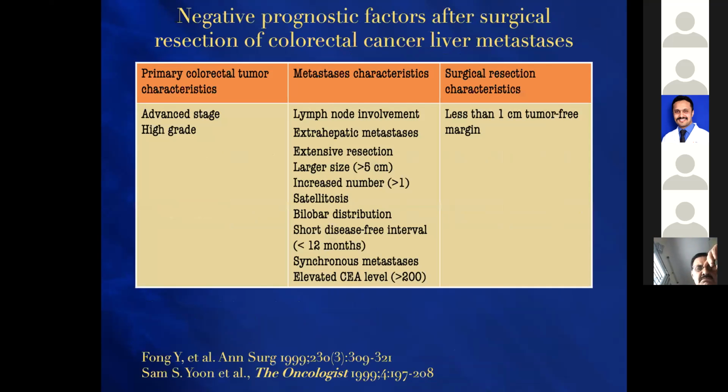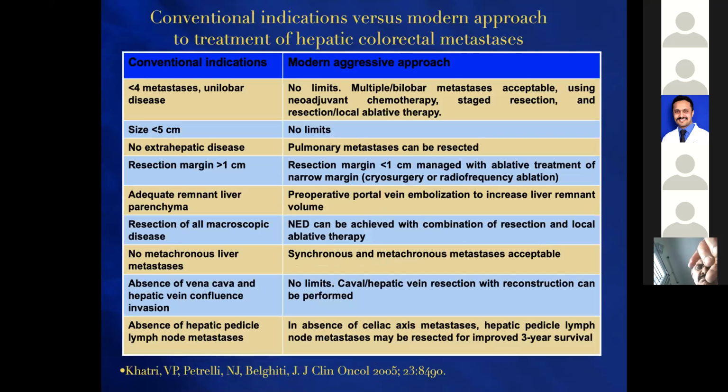So, negative prognostic factors: advanced stage of the disease, high grade, lymph node involvement, extrahepatic metastasis, extensive resections, large size greater than 5 centimeter, increased number, satellitosis, bilobar distribution, short disease-free interval between the primary and the secondary, synchronous metastasis fare worse than metachronous, elevated CEA more than 200. And a surgical margin less than 1 centimeter is always bad. Please attempt 1 centimeter margins.